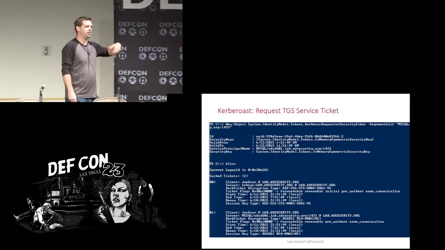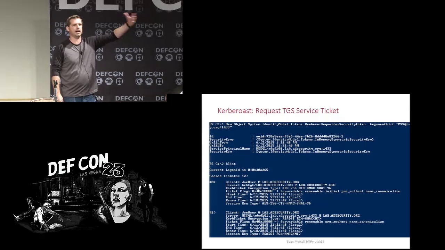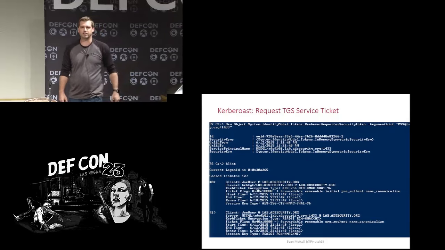So at the top, I'm going to send a PowerShell command, say, domain controller, I need a service ticket for this service principal name. And at the bottom, you can see that I get this ticket.